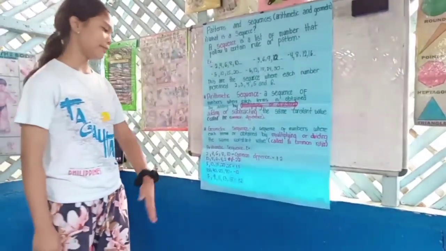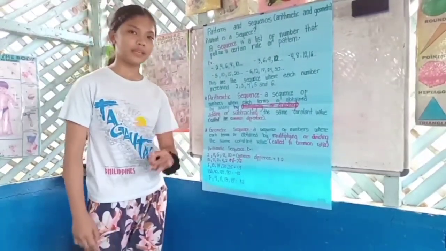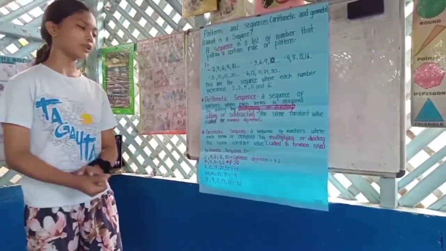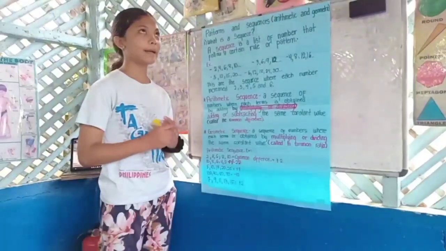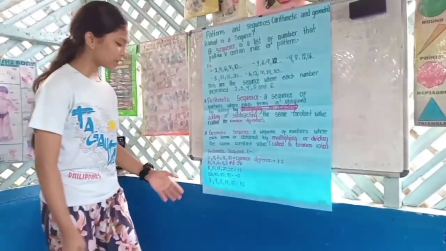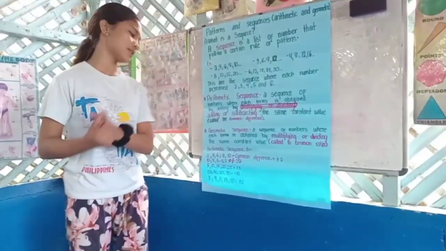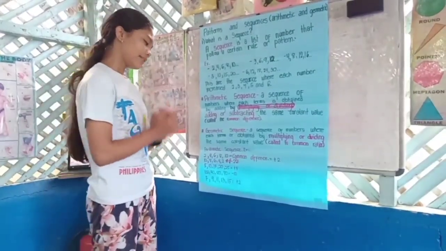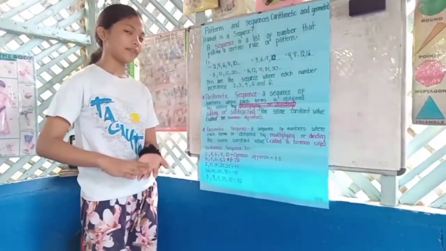The third example is 5, 10, 15, 20, 25. The common difference here is plus 5, which means 5 plus 5 is equal to 10, and 10 plus 5 is equal to 15, and 15 plus 5 is equal to 20.